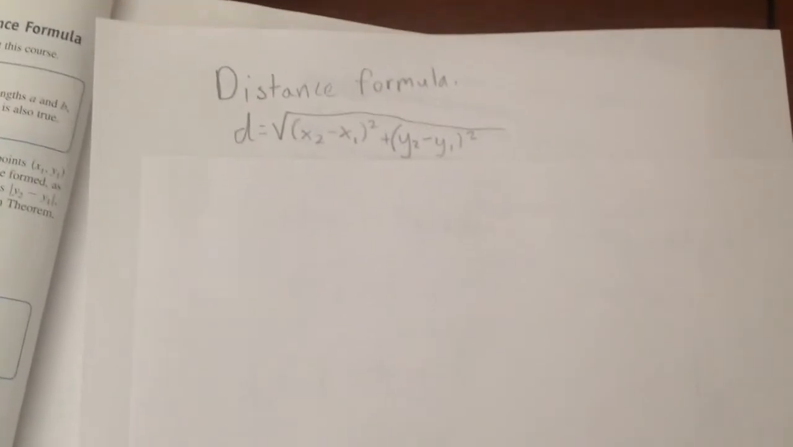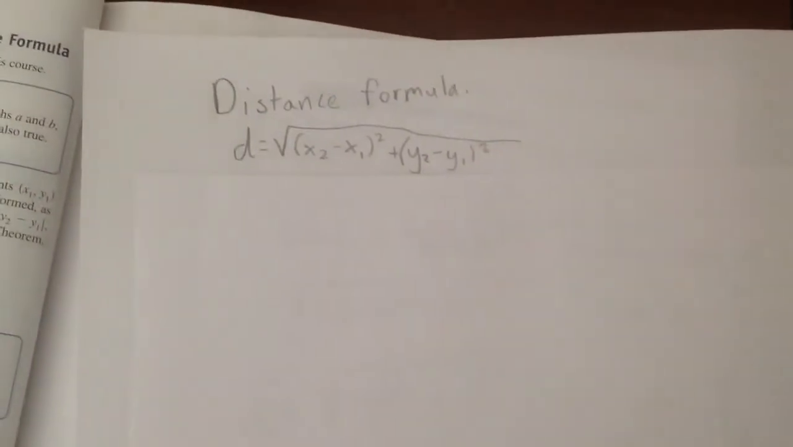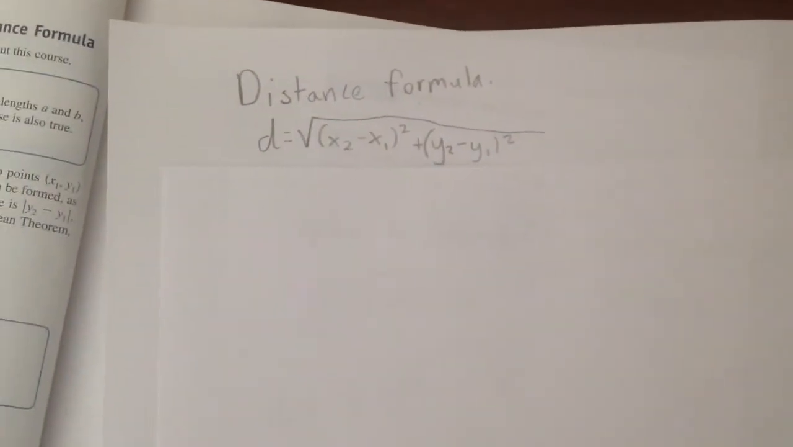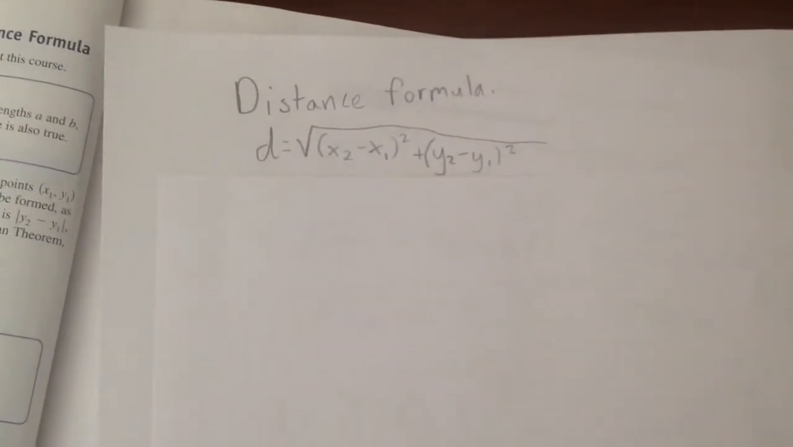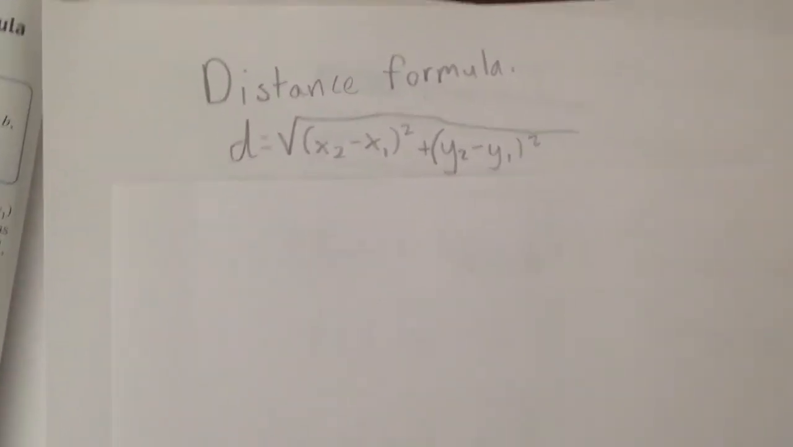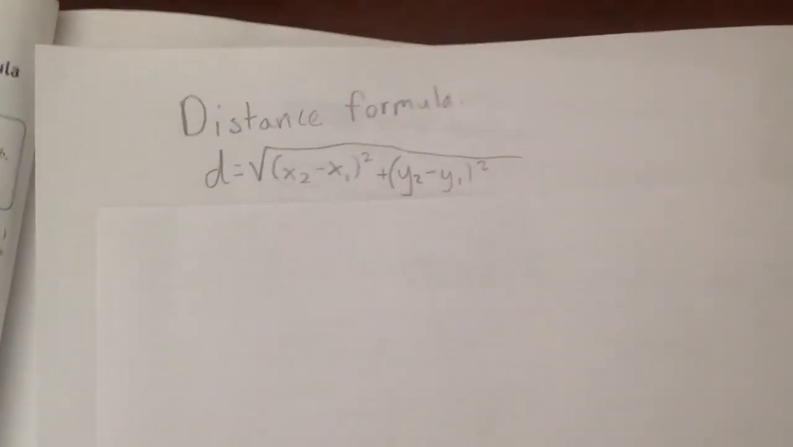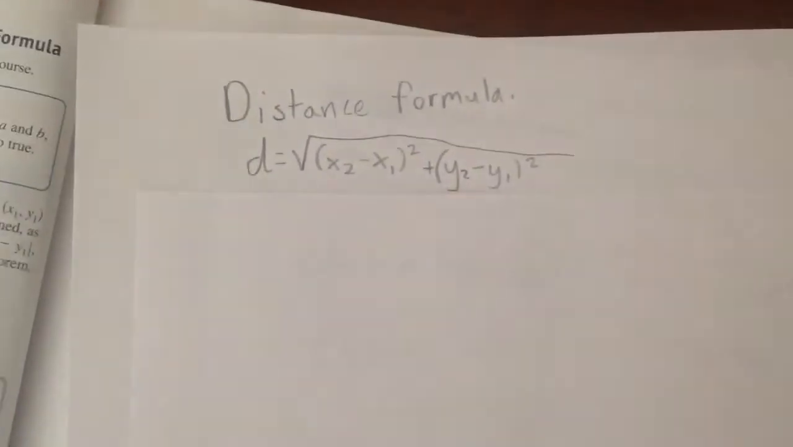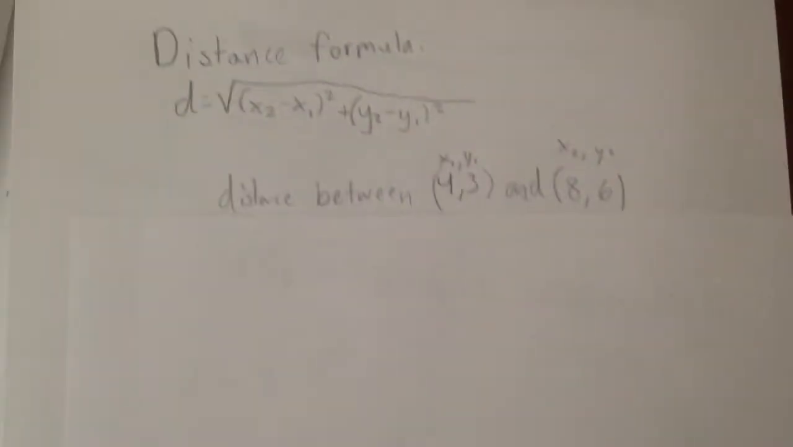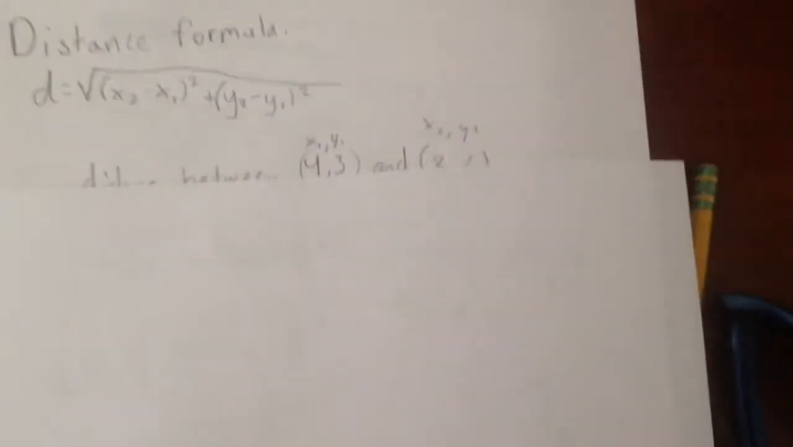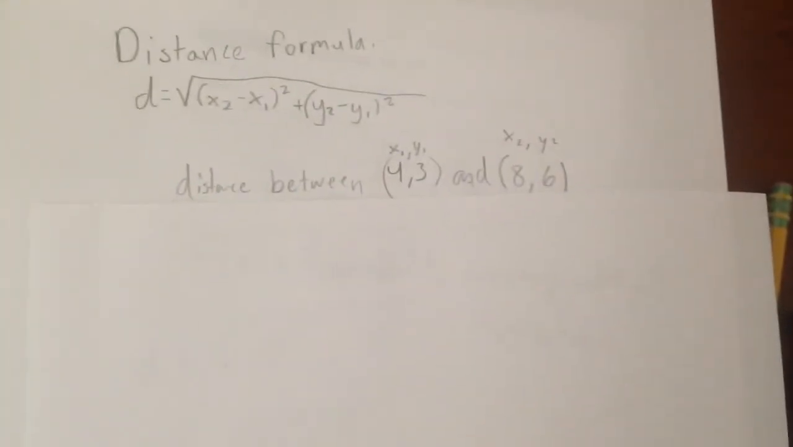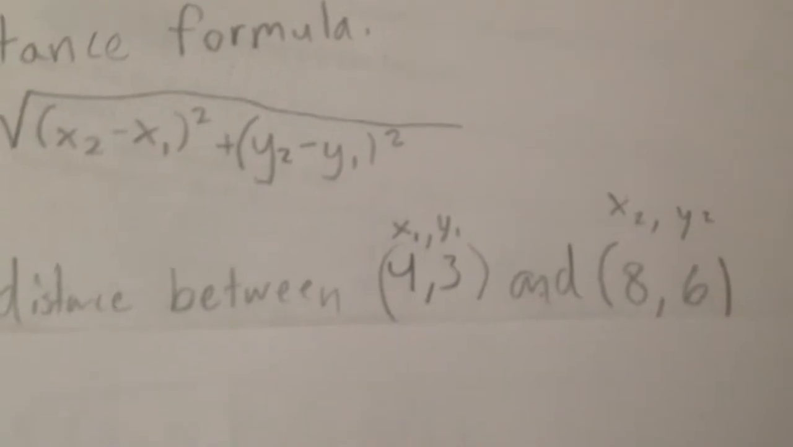An example of the distance formula. Here we have the distance formula, which is d equals the square root of (x2 minus x1) squared plus (y2 minus y1) squared. Okay, so the problem we're going to do today is we're going to find the distance between (4, 3) and (8, 6). So as you can see, we labeled this our x1 and our y1. We labeled this our x2 and our y2.